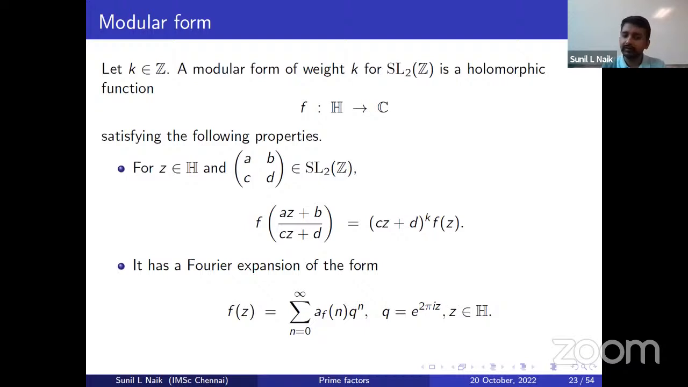The second property is that f has a Fourier expansion of the form f of z equal to the summation over n equal to 0 to infinity of a_f of n q^n. Here q is equal to e^(2 pi i z), z belongs to the upper half plane. The coefficients a_f of n are called the Fourier coefficients of f.